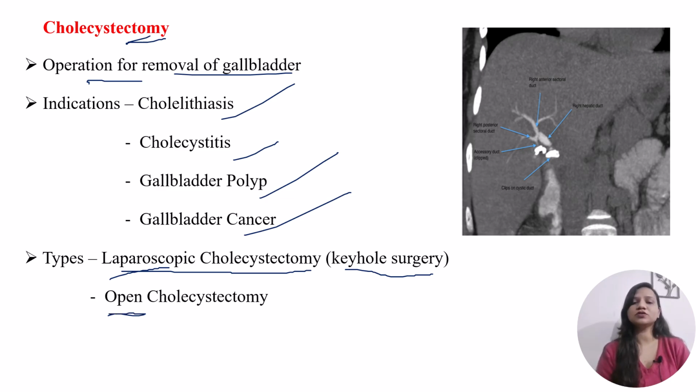Open cholecystectomy is very less common, and a large incision under the right ribs is taken. In laparoscopic, small or keyhole incisions are taken, and in open cholecystectomy a large incision under the right ribs is taken, and this open cholecystectomy is used only when laparoscopic is not possible.